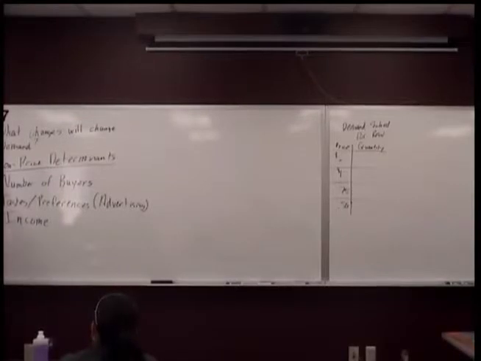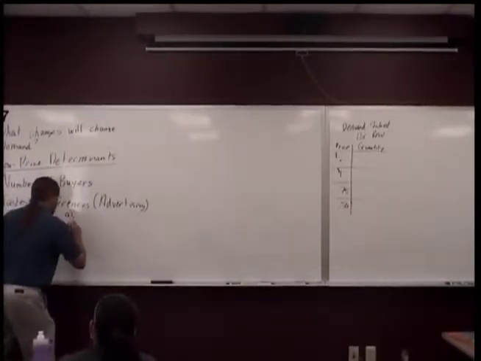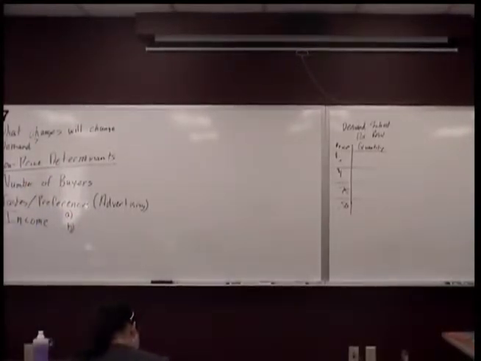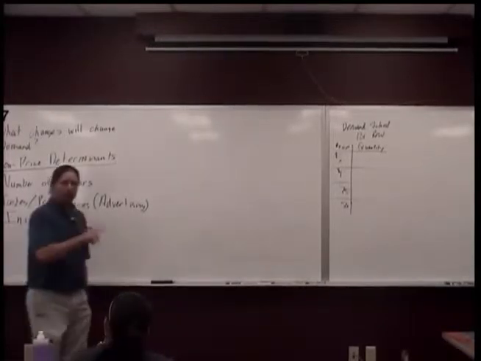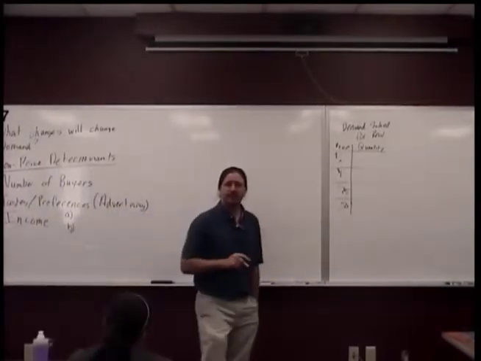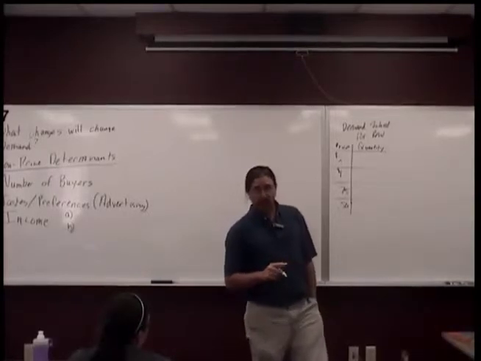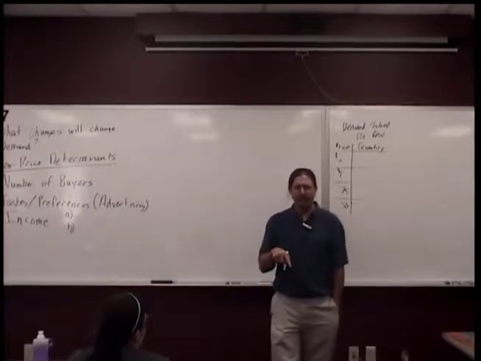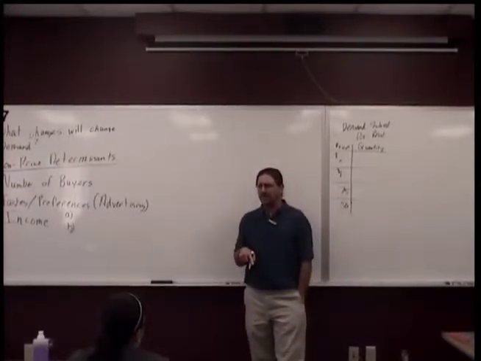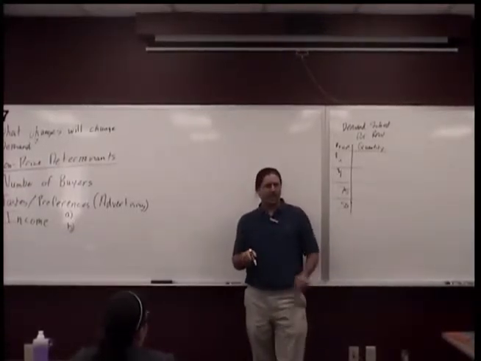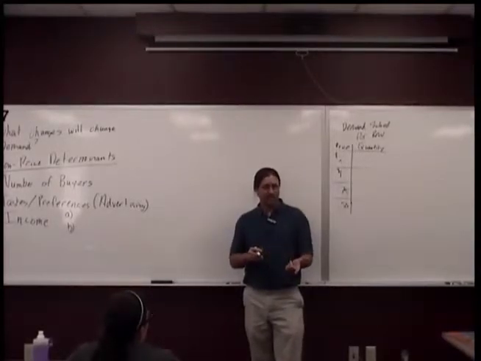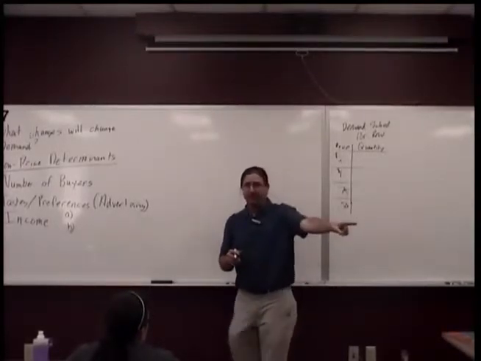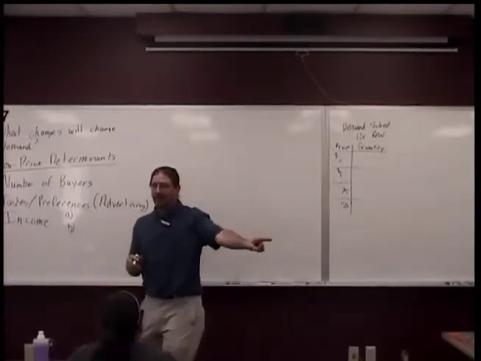Now, there are two subcategories to a change in income. In other words, there are some products where the more you make, the more you buy, and there are other products where the more you make, the less you buy. Can you think of a product where if you make more money, you will actually buy less of it? Generic goods, right?